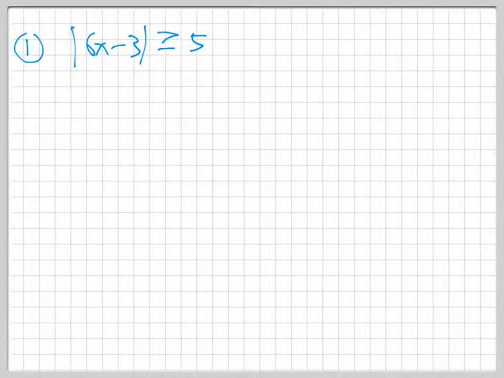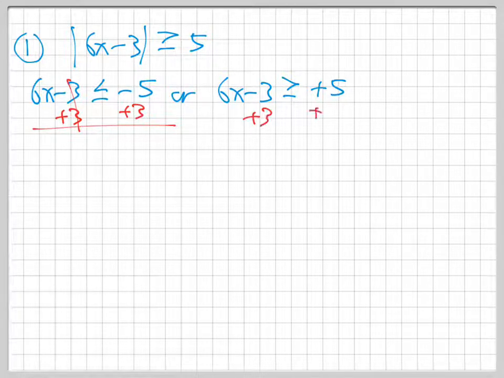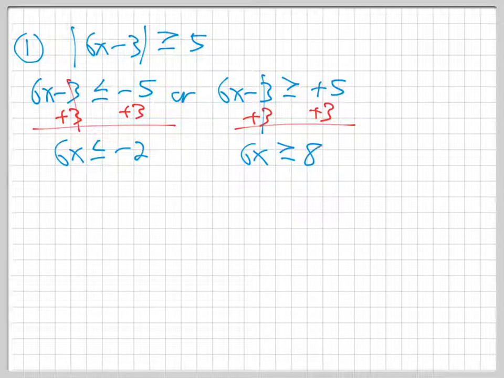Okay, and so what do we do? We break it into 2. You got to really pay close attention to the direction of the symbols. It really matters. Less than or equal to -5 or greater than or equal to +5. And then we just solve them both. So add 3 to both, and add 3 to both here. And so we get 6x less than or equal to -2. Over here we get 6x greater than or equal to 8, and then divide by 6.